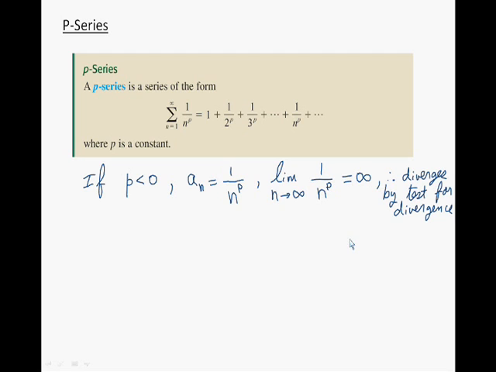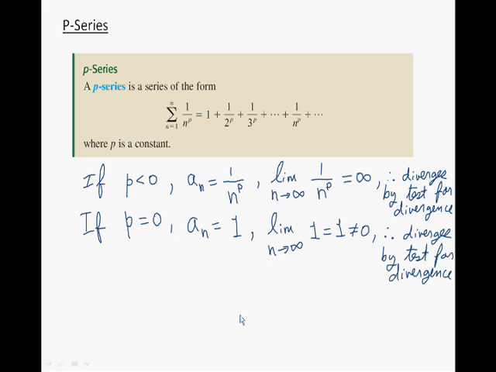We now analyze the series when p is equal to 0. In this case, the nth term is equal to, and if we take the limit as n approaches infinity, we get, which is different than 0, therefore the series diverges by the test for divergence.